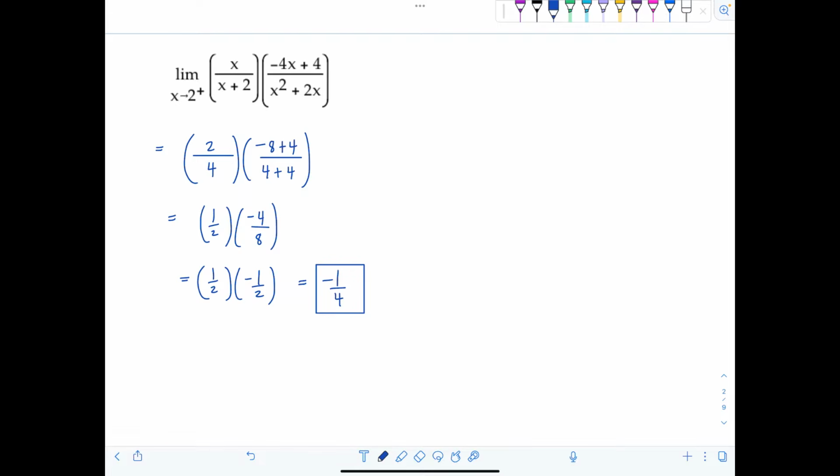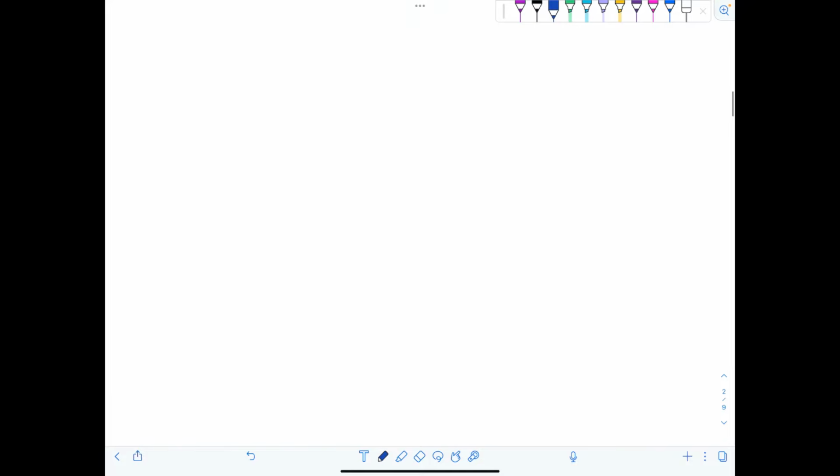The only time you'd have to worry about which side it's coming from is if it affected the actual limit because you were approaching maybe infinity or negative infinity and whatnot. So what am I talking about? Don't worry, I got an example for you coming up.